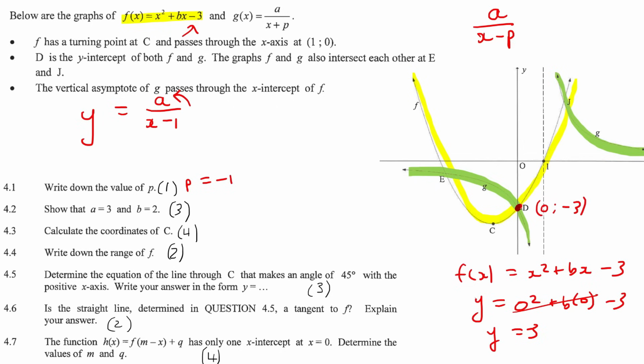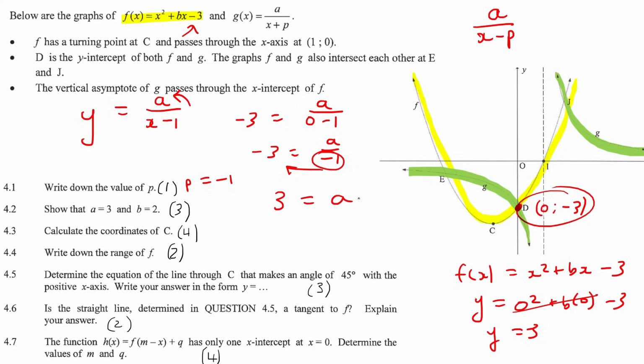Now that point is a point on both graphs. So we can also use that now over here. So we can use the y as -3 and the x as 0. And so we just end up with that. Then you take this and you multiply it up to the top there, and you end up with a as 3. So now we have a, so we can just fill that in.